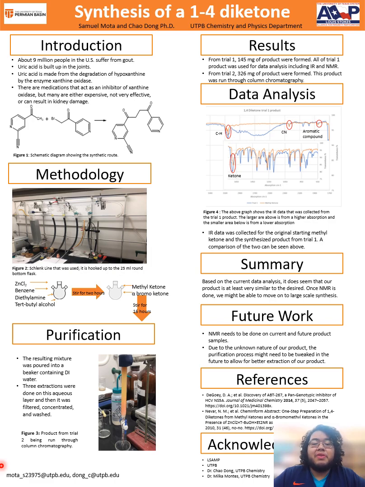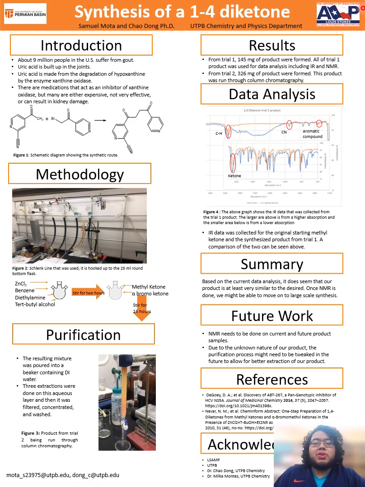We were then able to start our purification process, and it was made somewhat difficult due to the sludge-like nature of our product, but we did struggle through it. Here in figure 3 we can actually see our product 2 was run through column chromatography, and you can see there's multiple colors here, indicating that we might have to improve the way we do our purification process in the future.